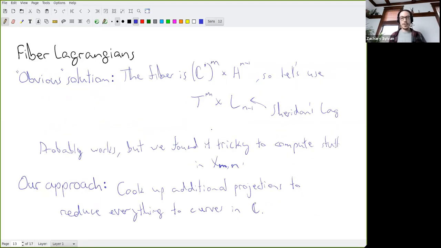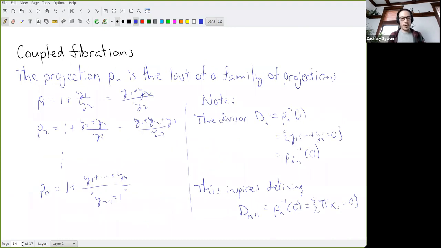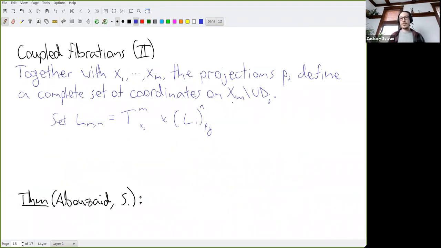So what's the difference between this and what we would do with the obvious solution? In the obvious solution, we still have this torus, but we have a single Lagrangian in the pair of pants fiber, along with an L1 in the base. So our additional projections let us break that down and just put a bunch of L1s instead of one L1 and one Ln minus 1.